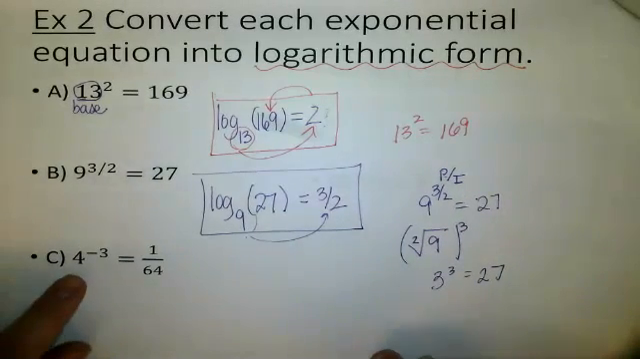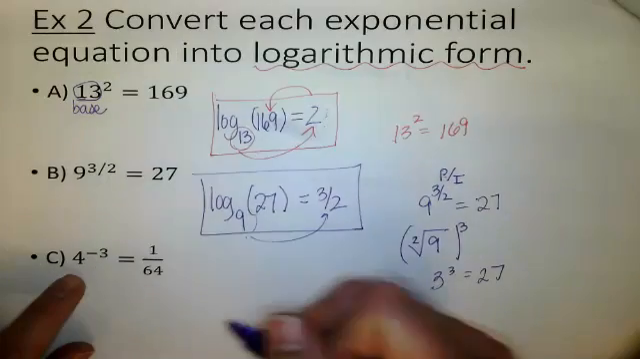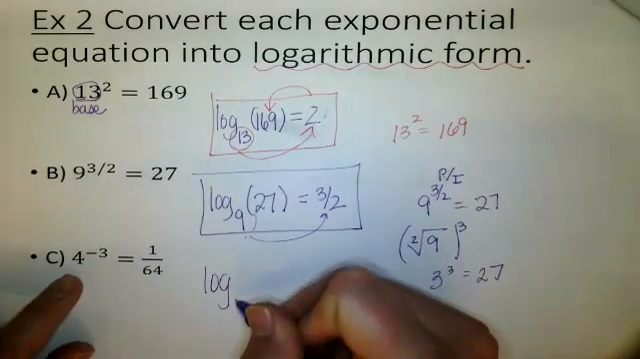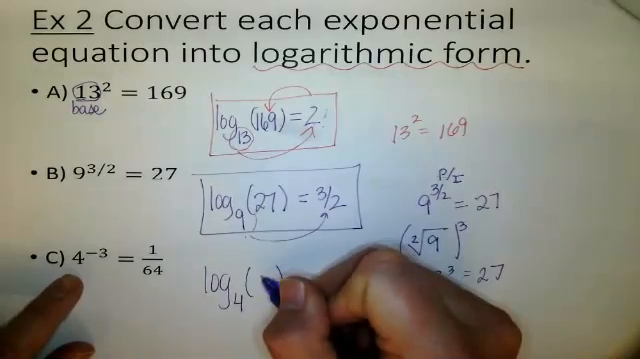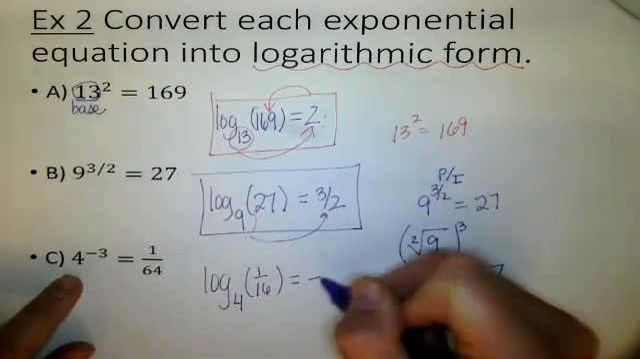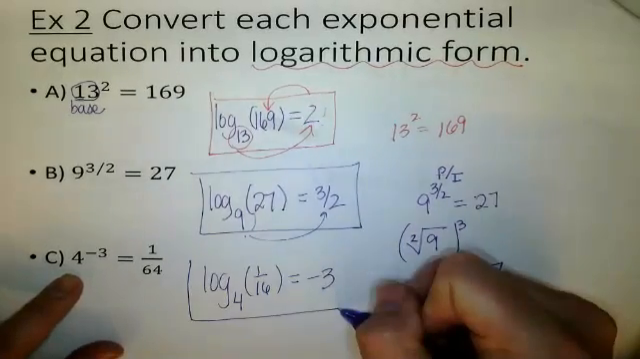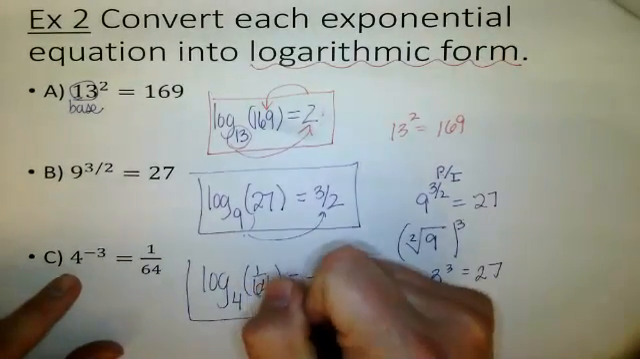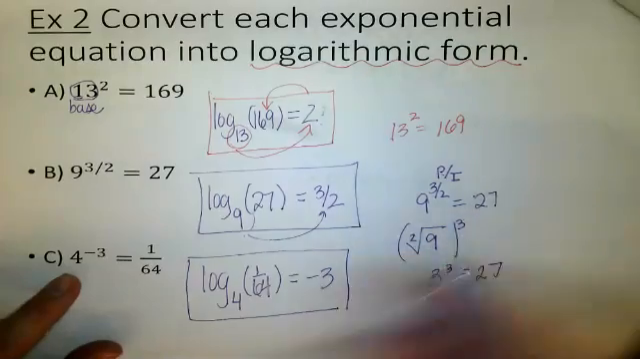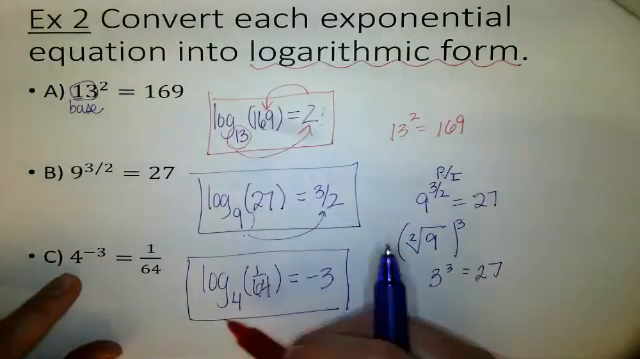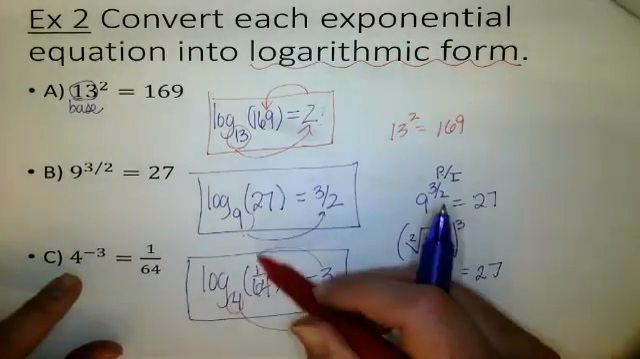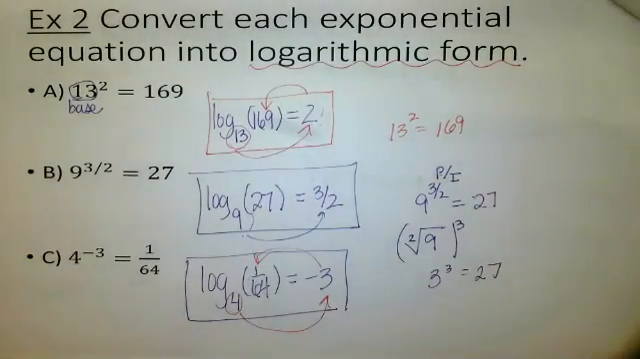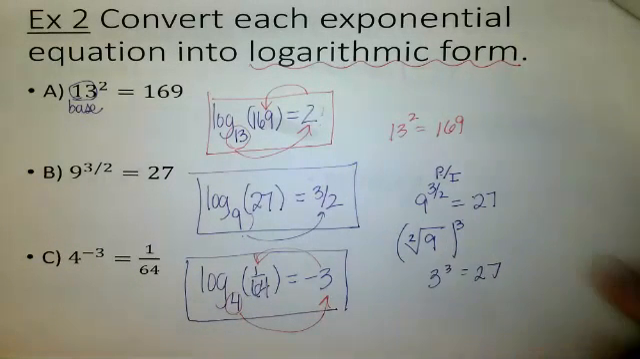All right. Here I have 4 to the -3 equals 1 over 64. That would be log base 4 of 1 over 64 equals -3. Thank you. How do you know you did it right? Swirly. Exactly. Anytime you see a log, your goal is eventually to give it a swirly. Okay. Questions on those two things?